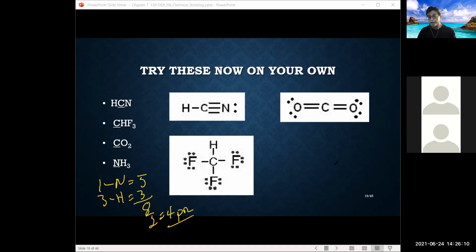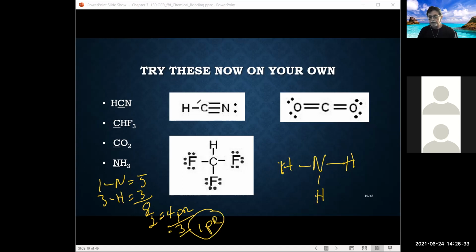Nitrogen is a central atom, so we can very quickly draw nitrogen in the middle and then draw the 3 hydrogens bonded to the nitrogen. That takes care of 3 of the pair. So we got 1 pair to work with left over.